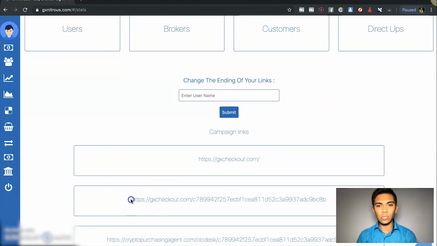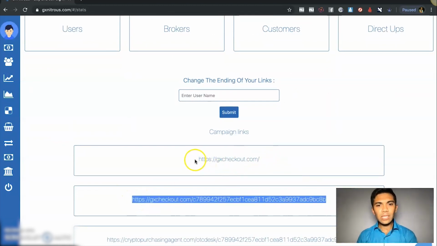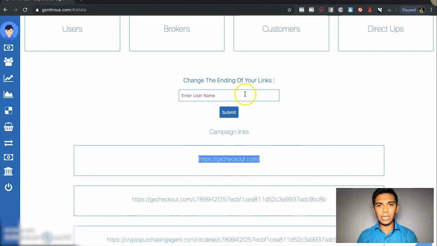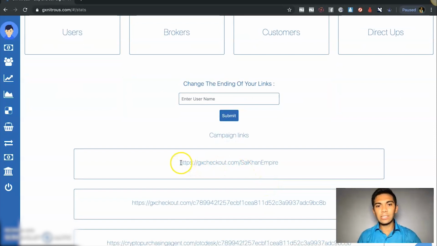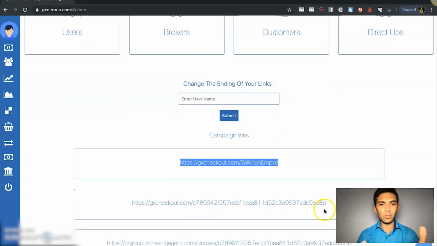This right here is your main referral link. This right here, you can customize this link by inputting a username. So if I put Salcon Empire and then hit submit, this will be a shortened link of the larger middle link. So as you can see, now this is the equivalent of this. Or you could use another domain name to mask that.